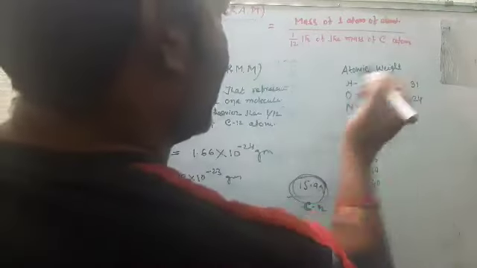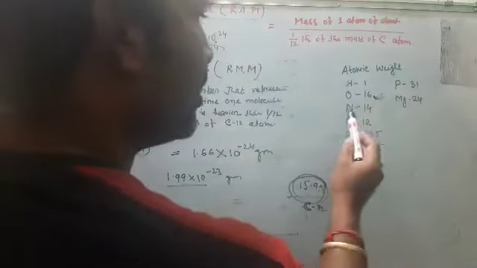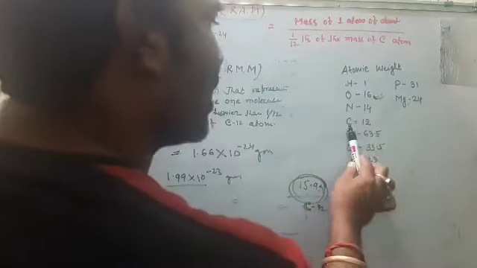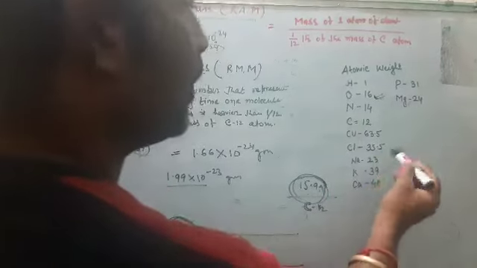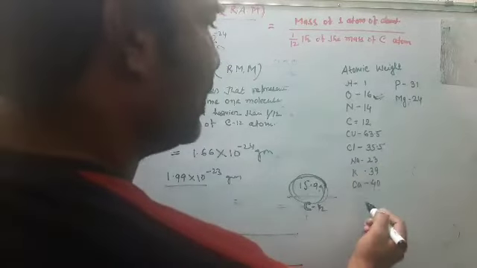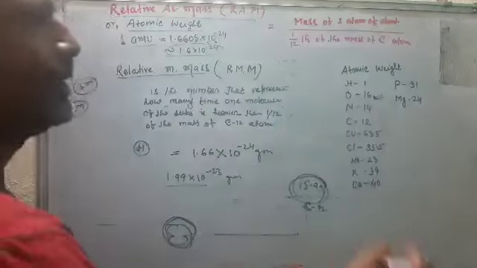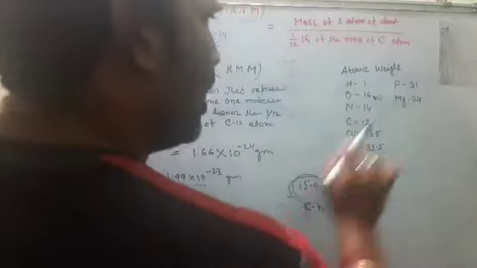Now the masses of the elements are given. Mass of hydrogen 1 u, oxygen 16, nitrogen 14, carbon 12, copper 63.5, chlorine 35.5, sodium 23, potassium 39, calcium 40, phosphorus 31, magnesium 24.